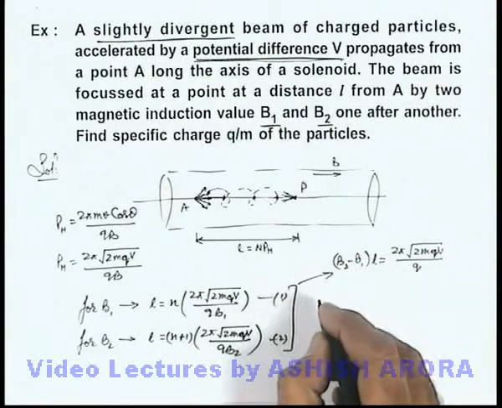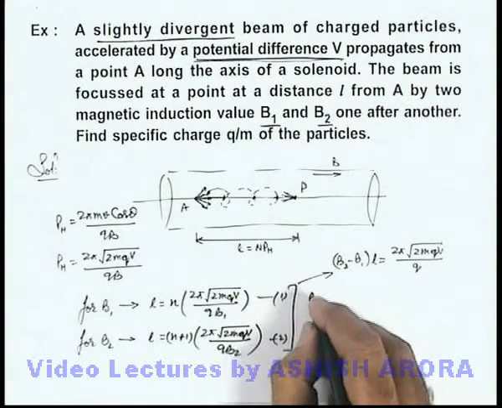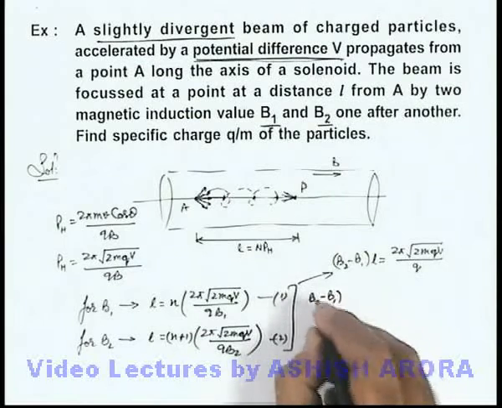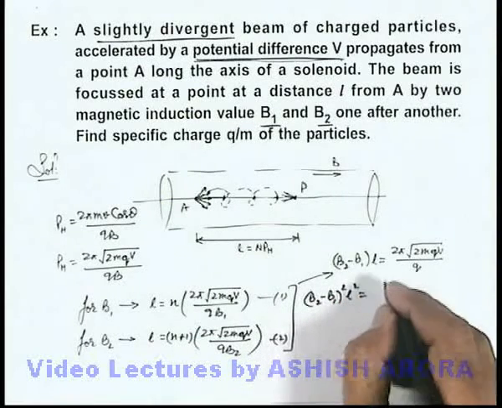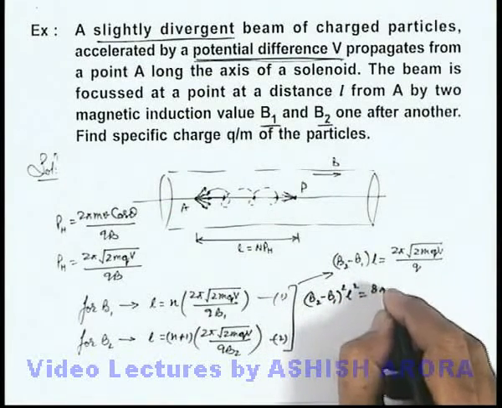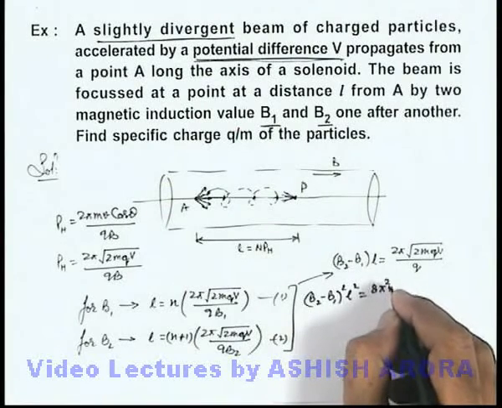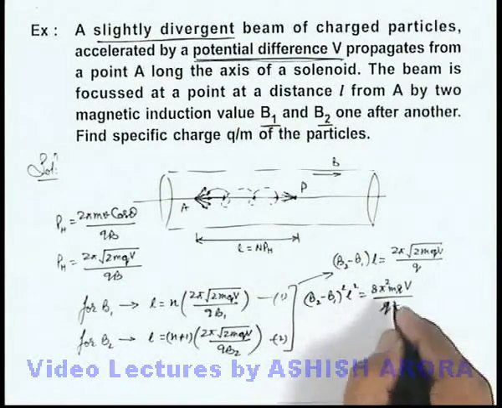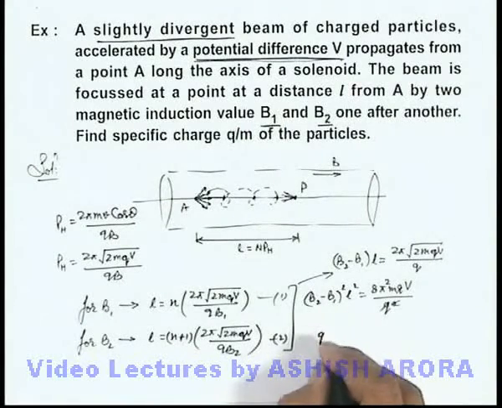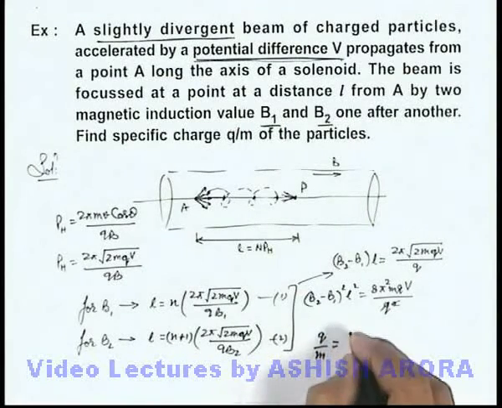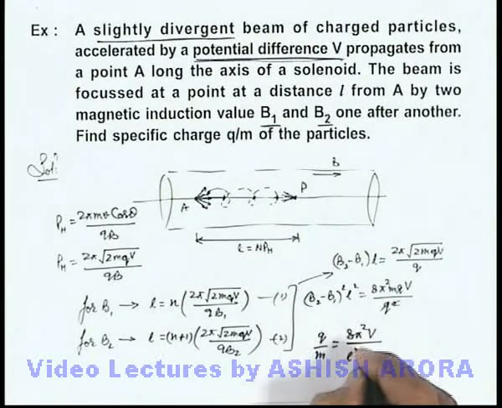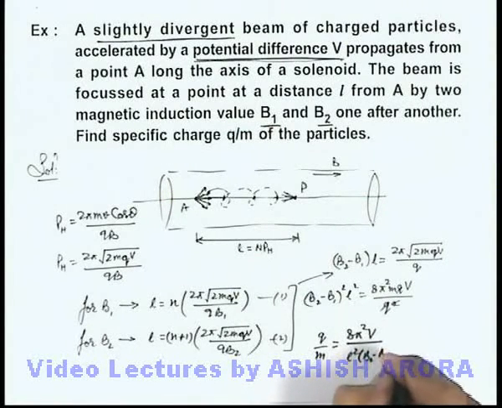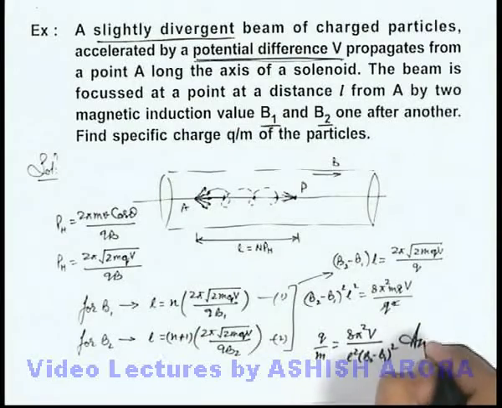So in this situation, on squaring, we get B2 minus B1 whole square L square is equal to 8 pi square m q V by q square. One q gets cancelled out here, and the remaining q by m we can directly calculate as 8 pi square V over L square (B2 minus B1) whole square. That will be the answer to this problem.